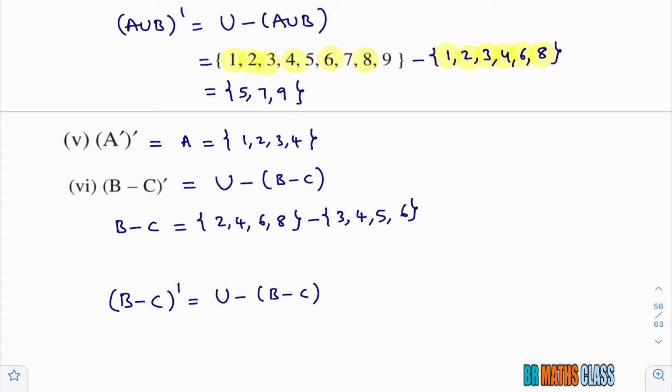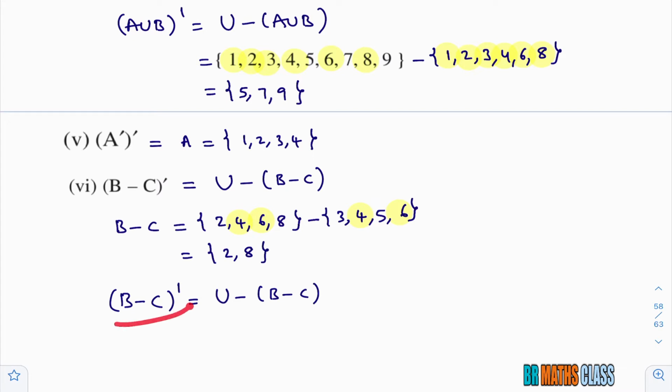Okay, B minus C. You identify the elements which are common in both. 4 is common in both, 6 is common in both. Other than common elements, what elements are remaining in the first set? That is the answer. So B minus C is what? B minus C is 2, 8.